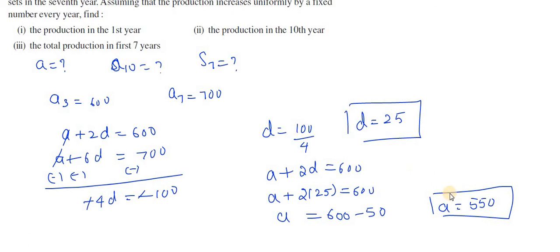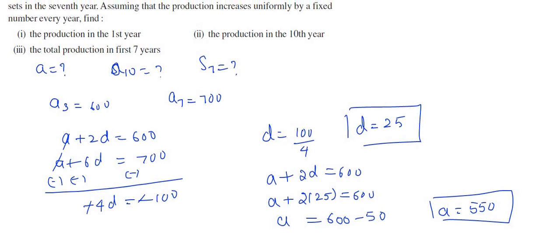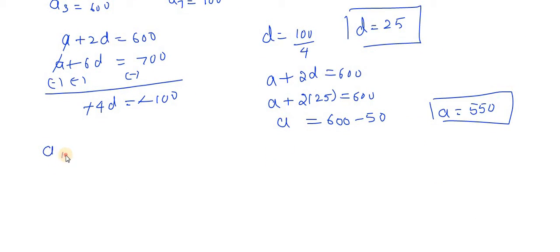Actually we need to find A value, right? So we found A value, that is A1 is 550, and also we need to find A10. So how to find A10? A10 is easy. Why? Because we know A10 is equal to A plus 9D. So what is A value? A value is 550 plus 9 into D value 25. Simplify this, you will get A10. If you do that, you'll get here 775. So A10 is equal to 775.